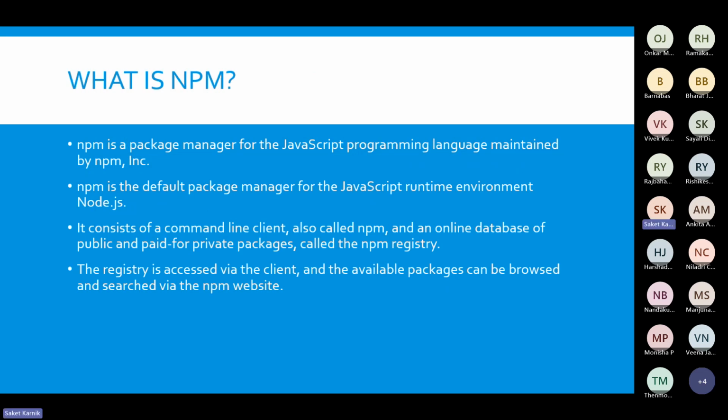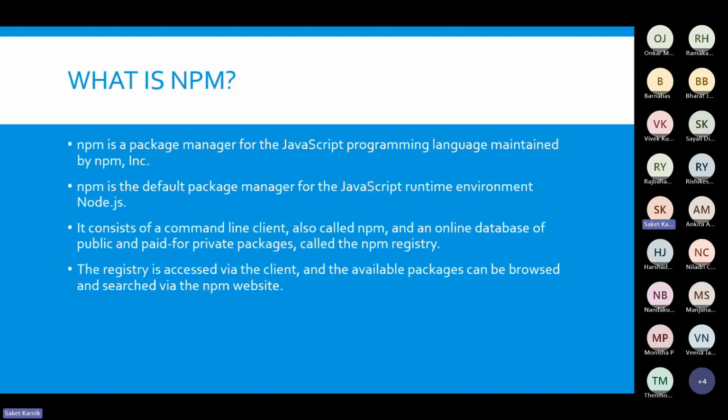So what is NPM? NPM is the package manager for JavaScript programming languages, which is maintained by NPM Inc. Now it is actually called Node Inc, or Node Incorporation. It is the default package manager for the JavaScript runtime environment, that is Node.js. So when you install Node.js, we have already seen NPM automatically gets installed. It consists of a CLI, command line interface client, which is also called NPM, and an online database of public and private package repositories.